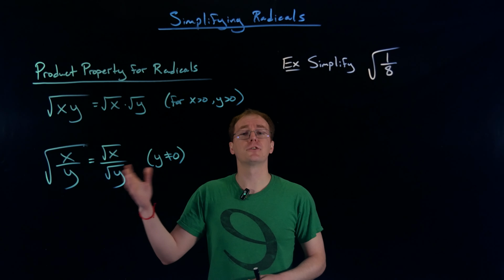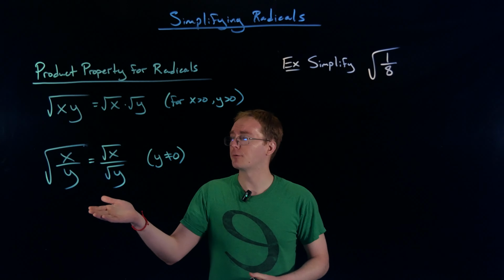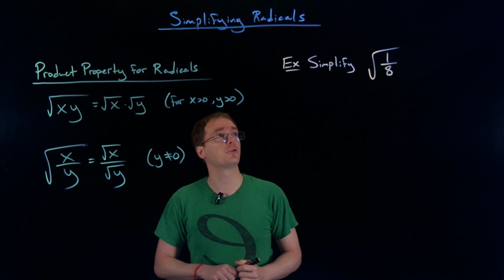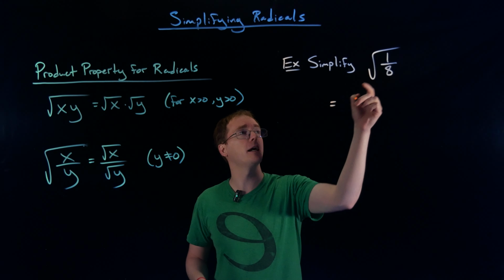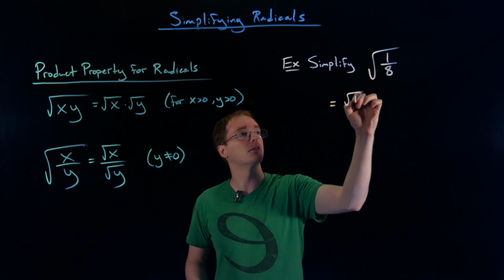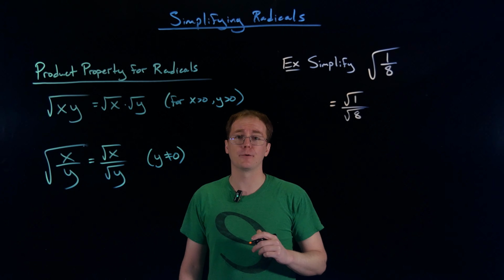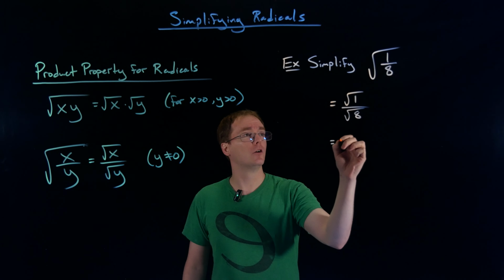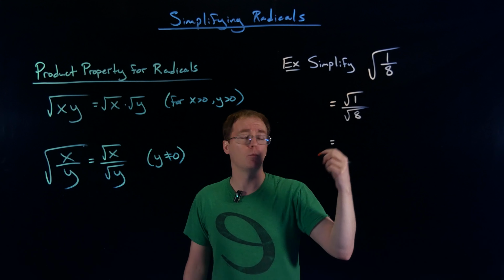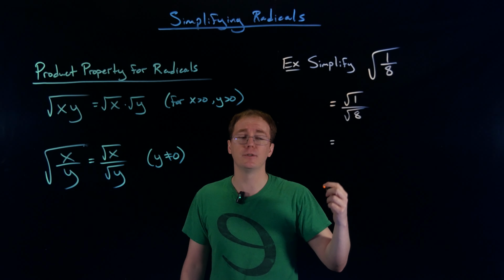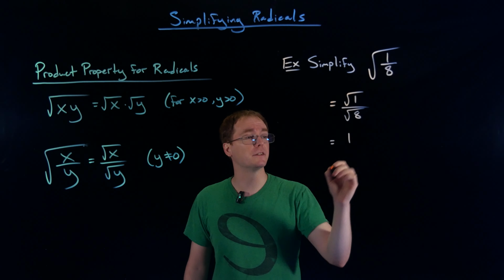So applying this alternative version of the product property for radicals, or really the quotient property for radicals, allows us to rewrite our original expression, the square root of 1/8, as the square root of 1 over the square root of 8. And well, now we can evaluate the square root of 1. What number do we have to raise to the power of 2 to get 1? Well, that's the number 1 itself.